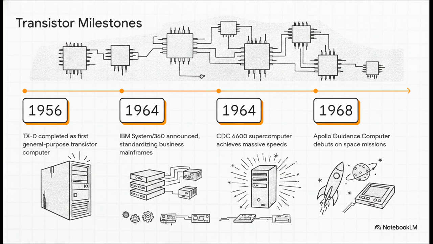By 1956, MIT completed the TX-0. Then, in 1964, IBM announced the System/360, which was a family of mainframes that really cemented IBM's dominance in the business world. That exact same year, the CDC 6600 supercomputer achieved unmatched speeds. And crucially, by 1968, the Apollo guidance computer debuted. Transistors enabled this essential shrinking of technology, which, as we know, was absolutely vital for the space race.